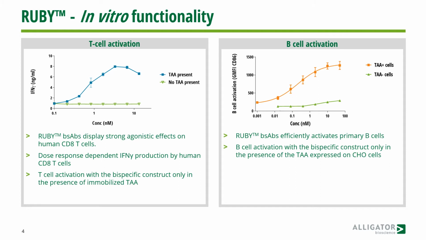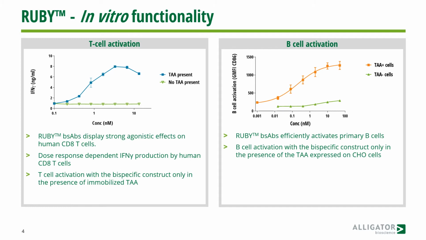To the figure on the left, a functional CD8 T cell assay was performed using primary human CD8 T cells cultured with titrated concentrations of a RUBY bispecific antibody in the presence or absence of the tumor-associated antigen coated onto the surface of microtiter plates. Interferon gamma production was determined by ELISA as seen in the blue and green curves. The results are from one representative individual donor.